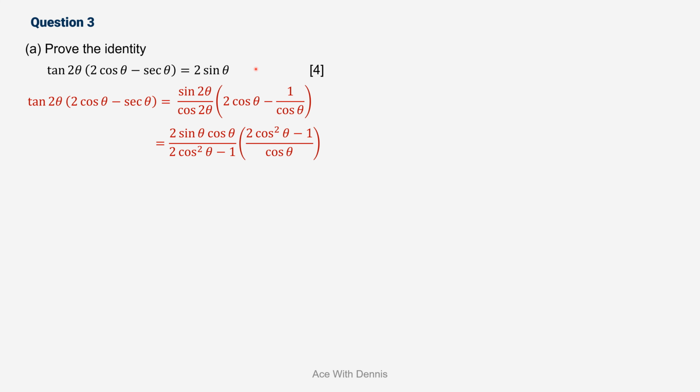And inside the bracket here, I want to make these two terms have the common denominator of cosine theta. Hence, 2 cosine theta becomes 2 cosine square theta, then minus 1 here. When it comes to this step, I can start to simplify where 2 cosine square theta minus 1 can cancel out, and cosine theta can cancel out here. So at the end, I will get 2 sine theta, hence proven.